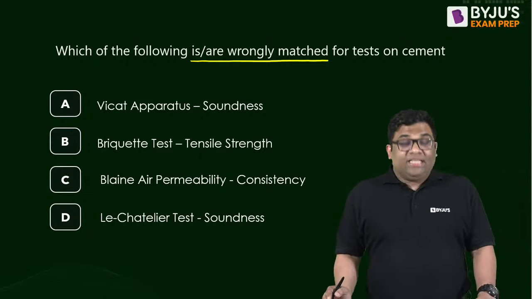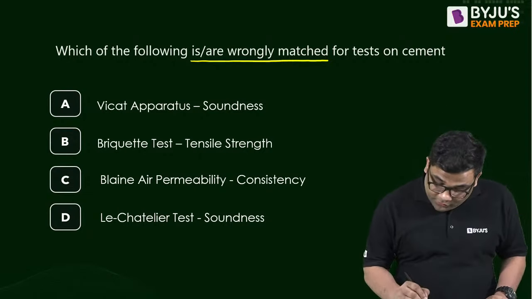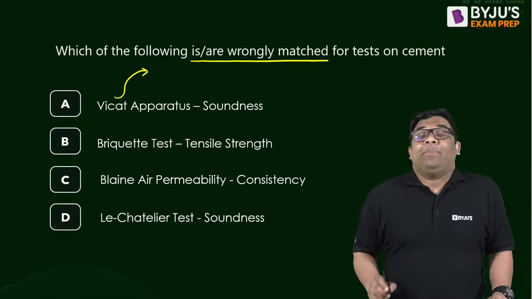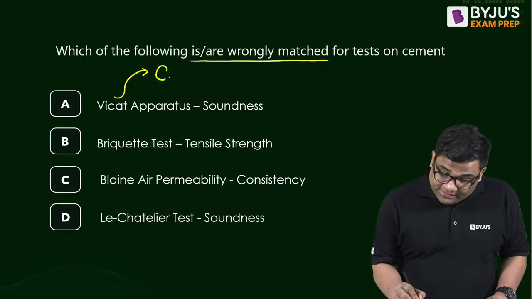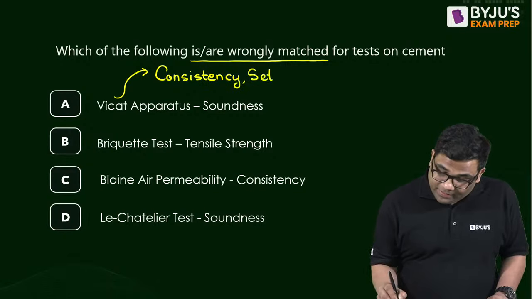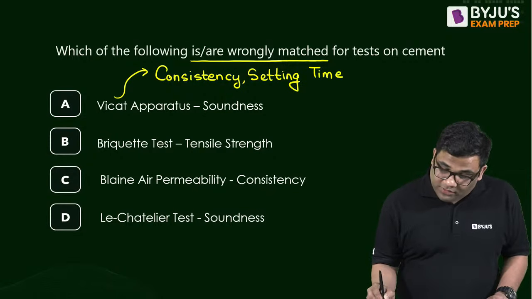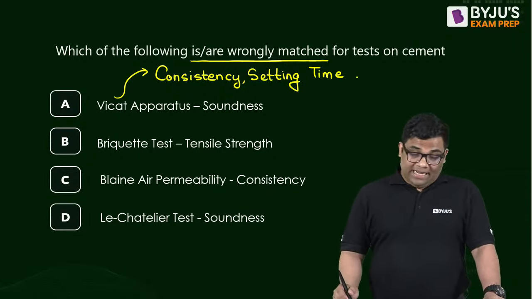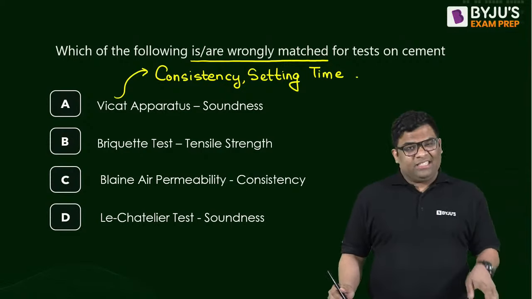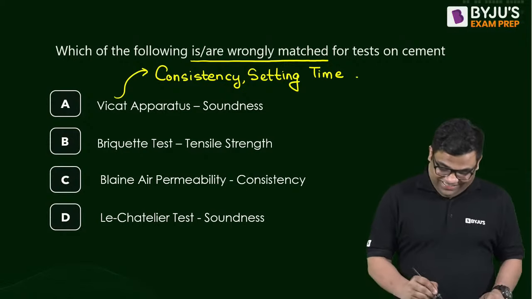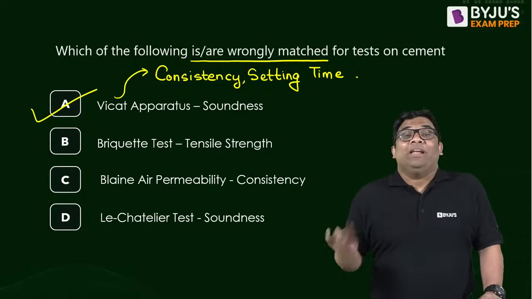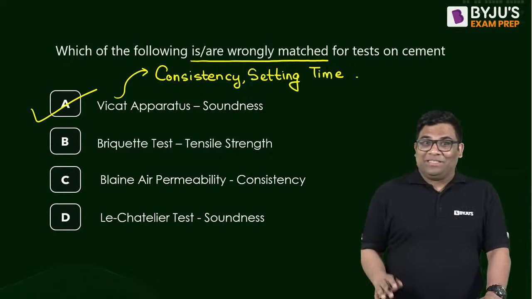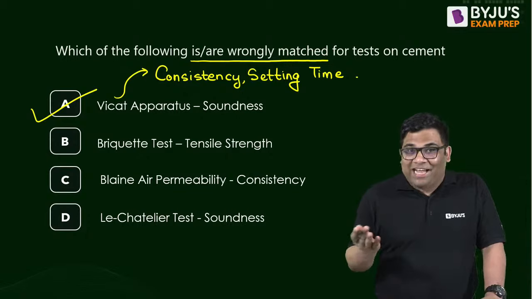See, the Vicat apparatus we use for two things. The Vicat apparatus is used to find out the consistency, and second, the setting time. So this option is wrong actually, and therefore it is the correct answer, because here it is asked which is wrongly matched. So it is wrongly matched, therefore it is the correct answer.